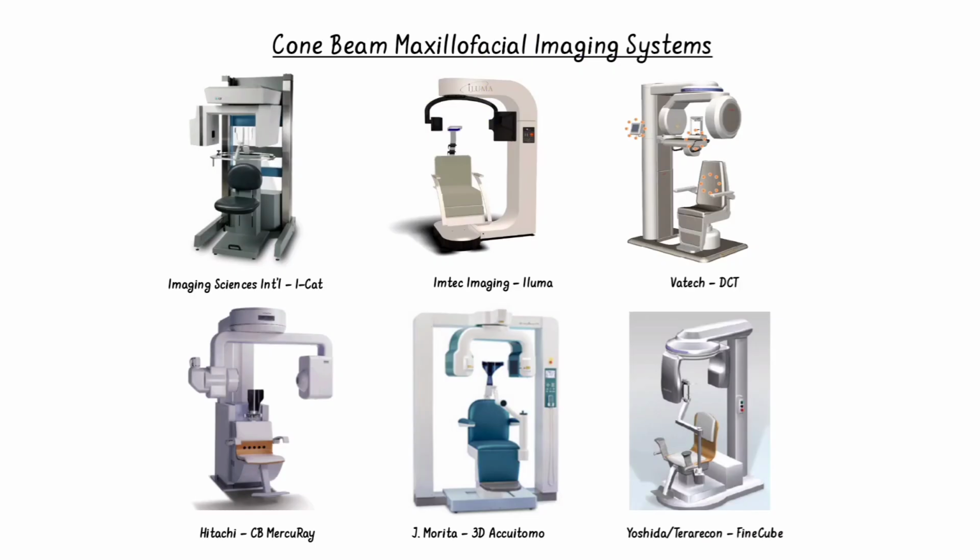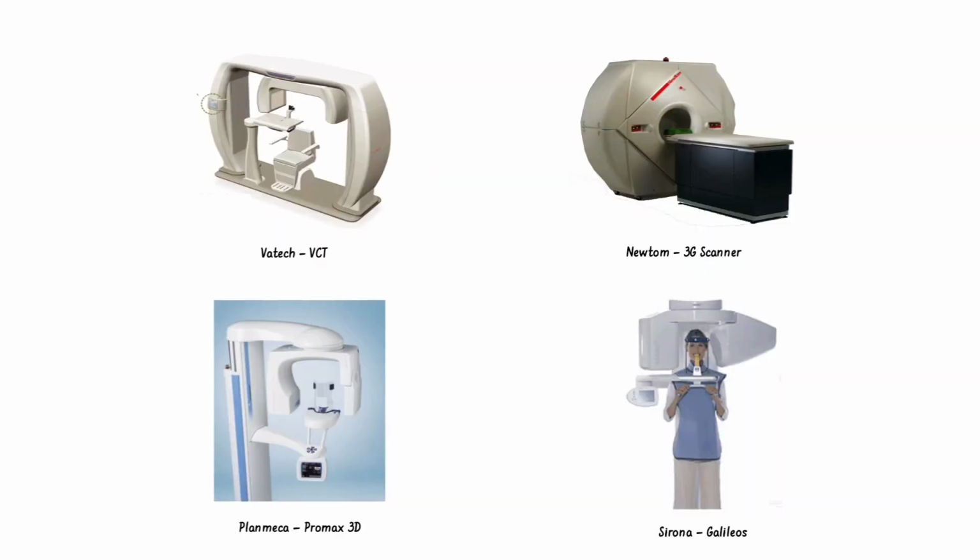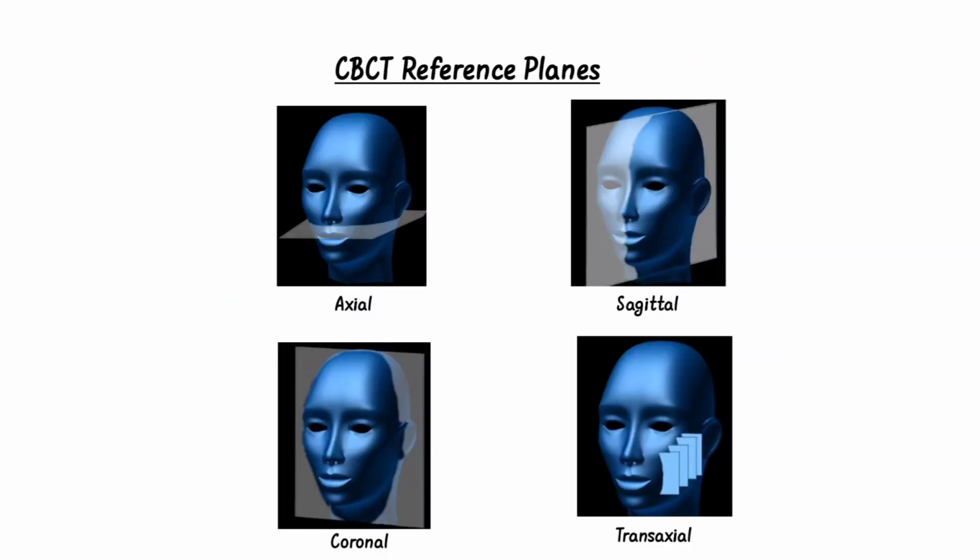Now, there are different varieties of cone beam maxillofacial imaging systems such as ICAT, Illuma, DCT, VCT. Now, there are four different kinds of CBCT reference planes. One is axial, other one is sagittal, coronal, and transaxial.